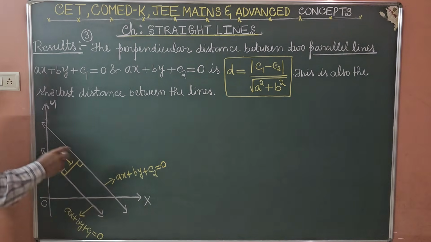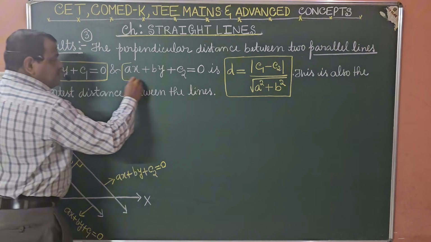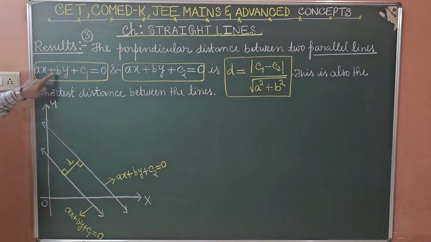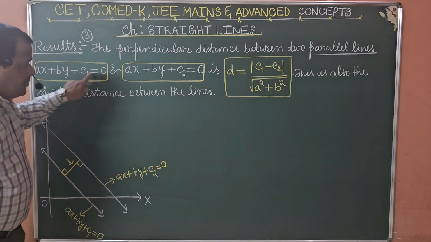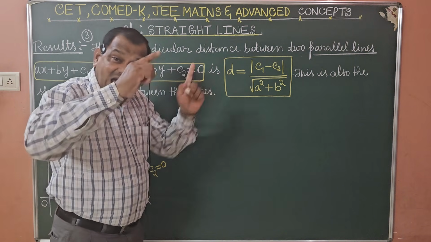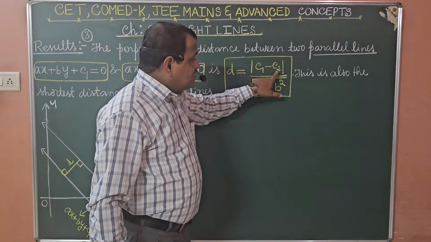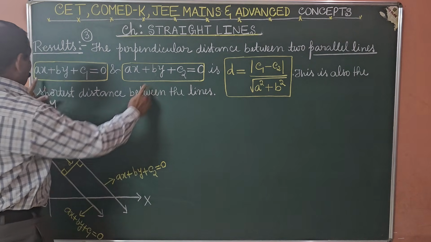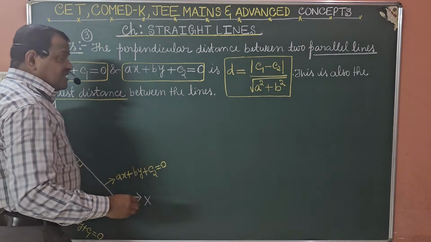That is why I took the equations of the lines ax plus by plus c1 is equal to 0 and ax plus by plus c2 is equal to 0. You can observe the first two terms are the same, ax plus by in both lines. The difference is only in the constant term, here c1, here c2, because the lines are parallel. And the distance between the parallel lines is given by d equal to modulus of c1 minus c2 divided by root of a square plus b square, where a and b are squared. This is also called the shortest distance between the two parallel lines.